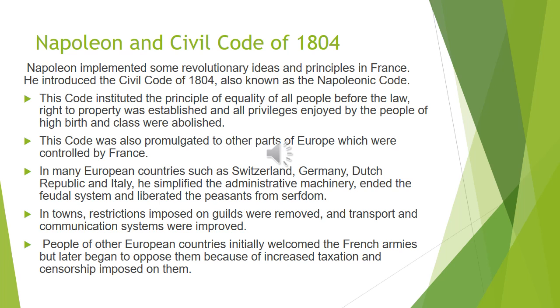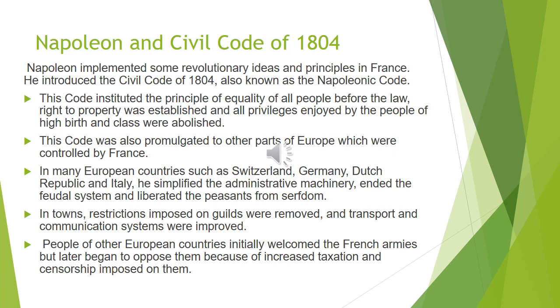In towns, restrictions imposed on guilds were removed. So guilds are organizations of merchants, traders, craft persons. So the restrictions which had been in place on these guilds were now removed so that trade and commerce could be encouraged. Transport and communication systems were also improved, which facilitated the movement of goods and people.